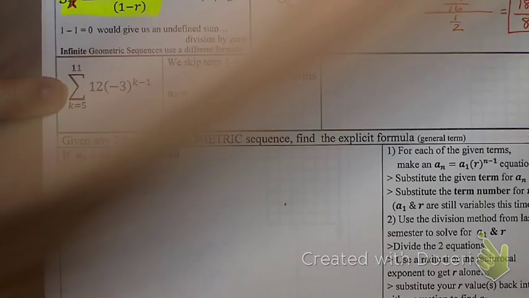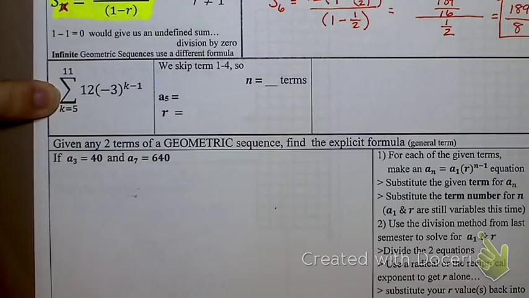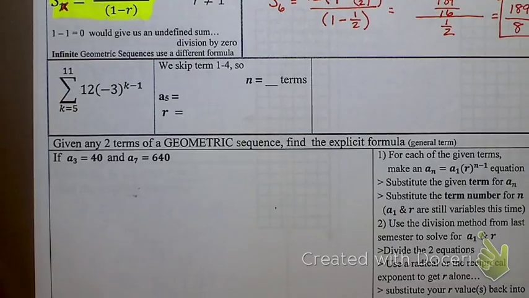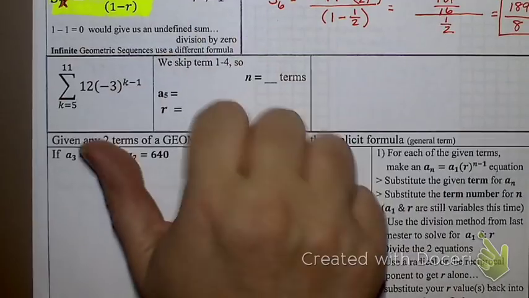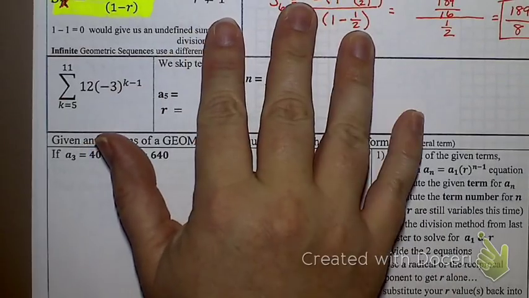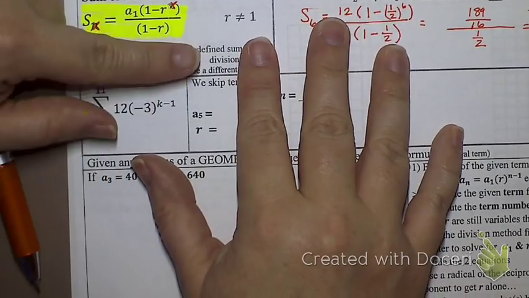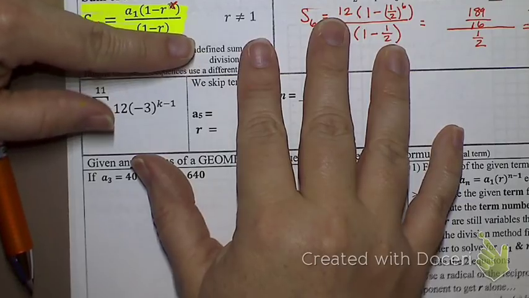All right, let's look at this guy. This one you notice is not starting at 1. So it's not 11 terms. How many terms are we adding together? We are skipping terms 1, 2, 3, and 4. So that leaves us with 5, 6, 7, 8, 9, 10, 11. 7 terms. Yeah?